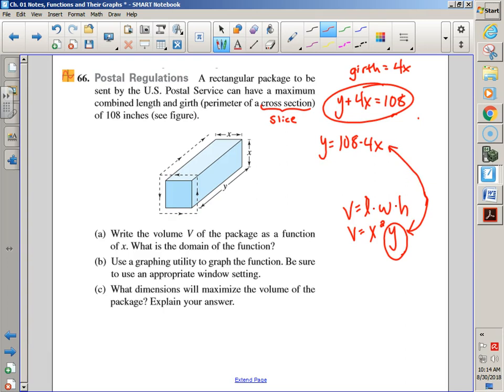So in A, you might have gotten up to the x squared y and gotten stuck. It's because you didn't have the clue. That's okay. Once you have the clue, do you now understand how it's x squared times 108 minus 4x? Now we have volume as a function of x.